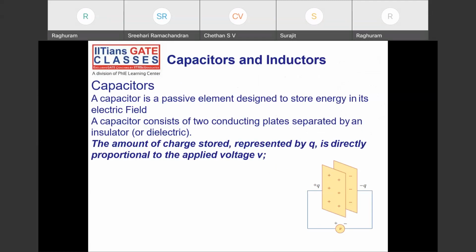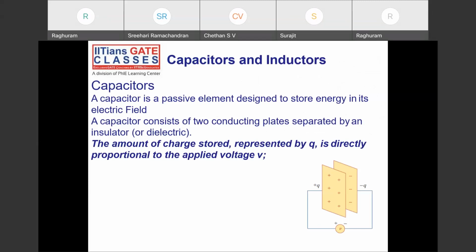Clear so far? Let's go to the next topic. Okay, capacitors and inductors. L and C elements or C and L elements. Next topic is capacitors and inductors. So we have three passive elements: resistors, inductors, and capacitors. R, L, C are all passive elements.